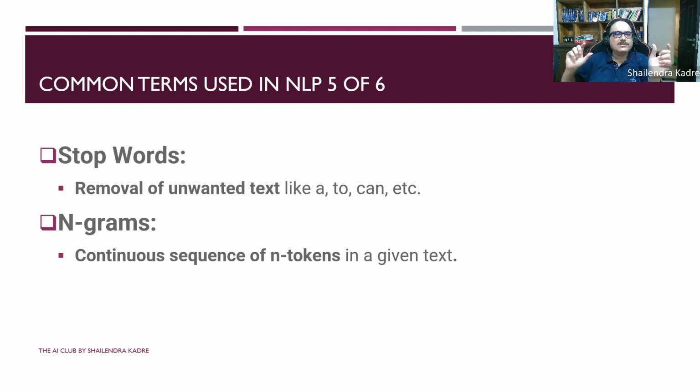So we have tokens like common terms used in NLP 5 of 6. These are tokens, right? So if I take a continuous sequence of n tokens, 3 gram means I am taking 3 particular words in one go. If I am taking 3 particular tokens in one go, I will call it 3 grams. Just for now, this definition is enough. But later on, we will cover it in great detail.